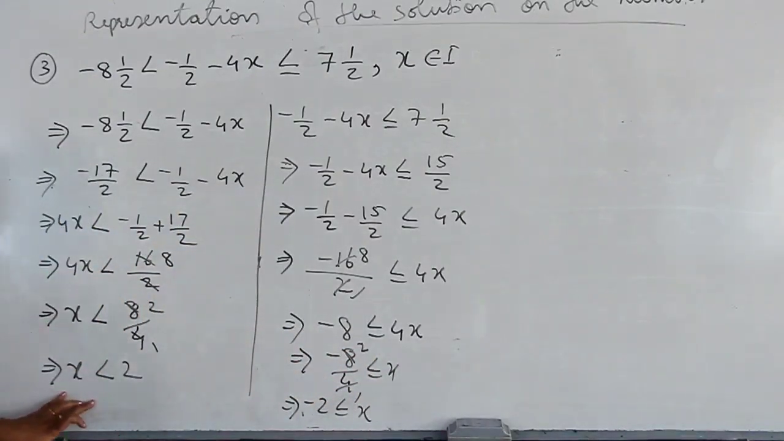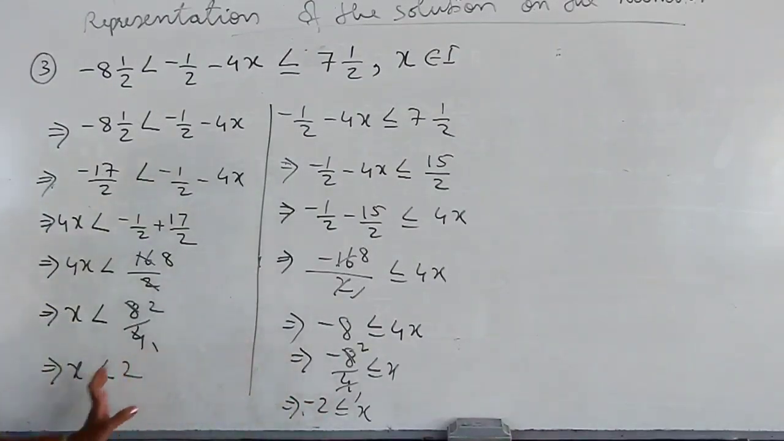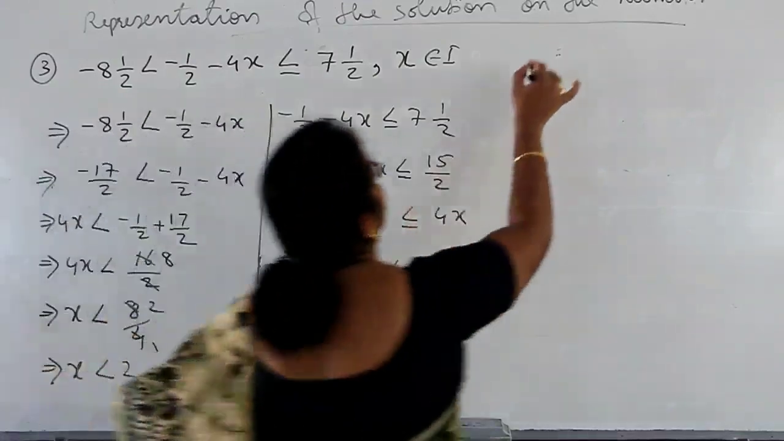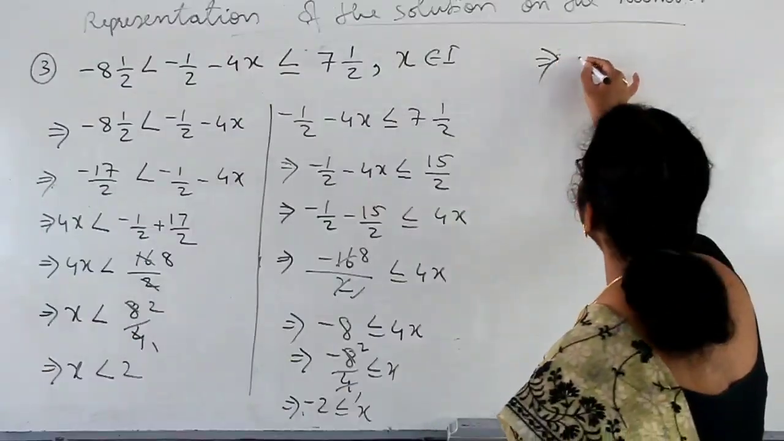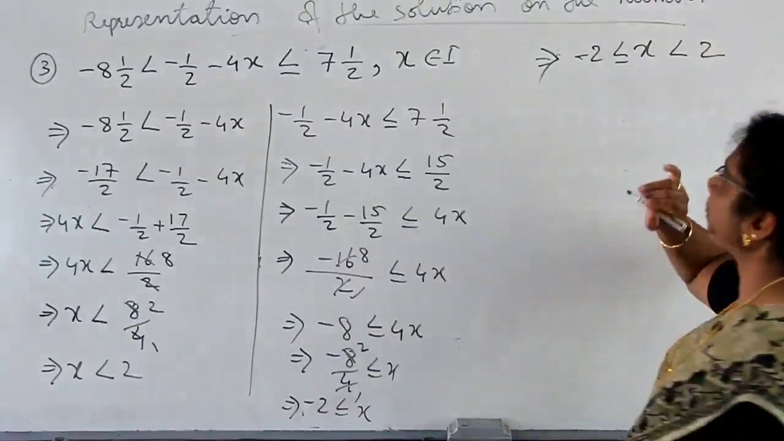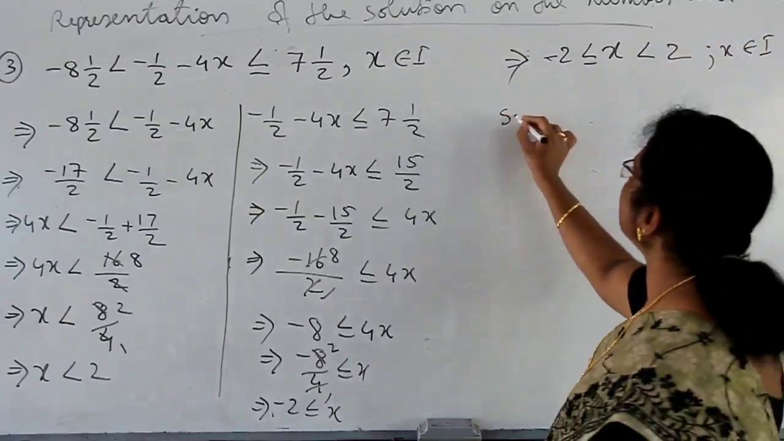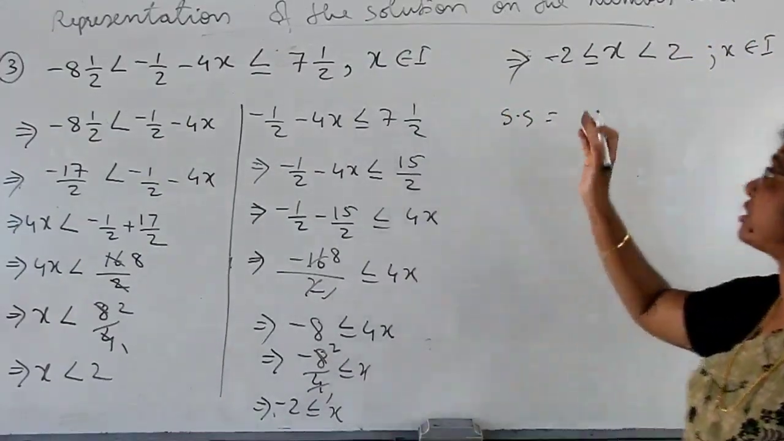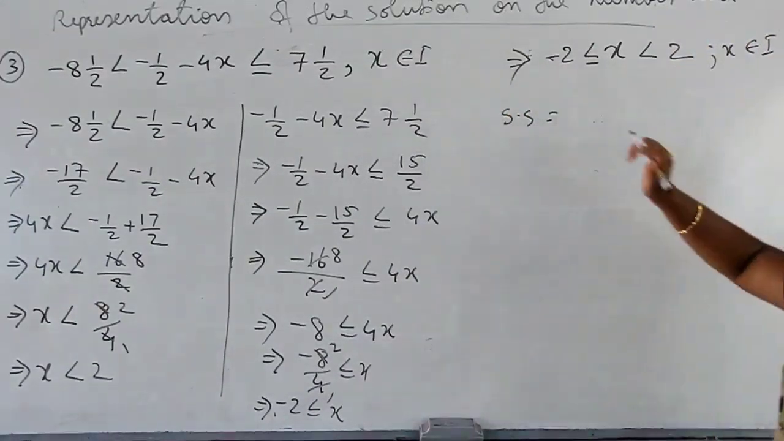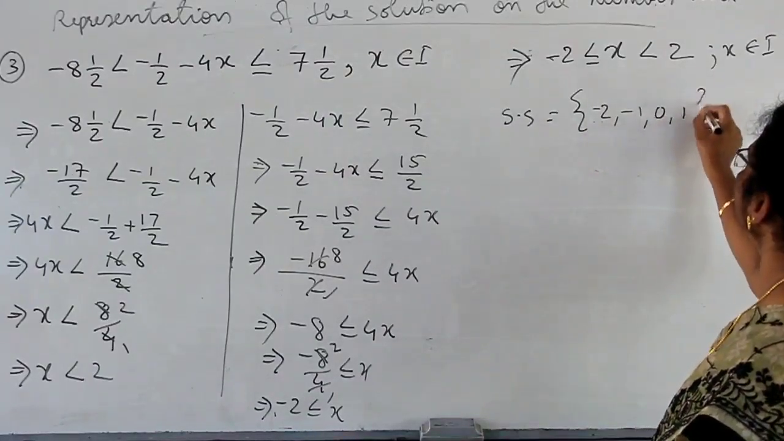Here x less than 2 and here minus 2 less than or equal to x. We can combine both these inequations. Then we will get minus 2 less than or equal to x less than 2. X belongs to integer. So what is the solution set? Minus 2 less than or equal to x less than 2. Solution set is minus 2, minus 1, 0 and 1.